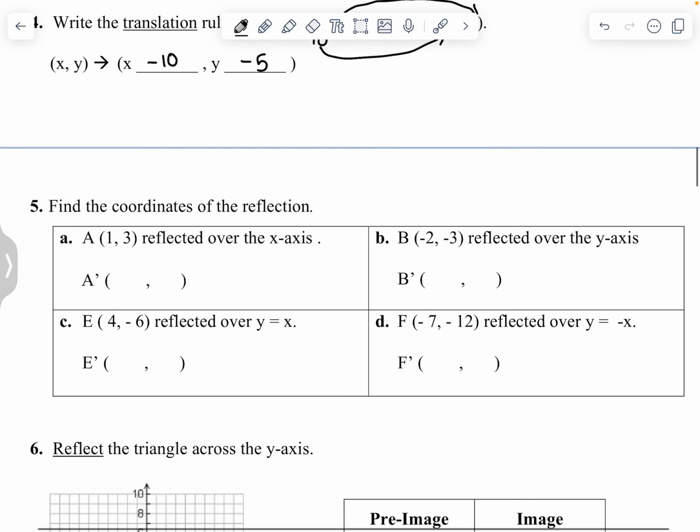Find the coordinates of the reflection. Reflect (1, 3) over the x-axis. Whenever you reflect over the x-axis, your x-coordinate stays the same, and your y-coordinate changes sign. So the x-coordinate stays at 1, and the y-coordinate changes sign to -3. This rule is up on the whiteboard for you to see. When we reflect over the y-axis, our y-coordinate stays the same. And so this will stay -3, and our x-coordinate is going to change signs. Since it's currently negative, it's going to change to positive.